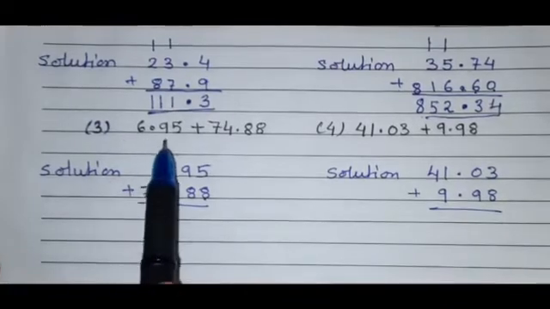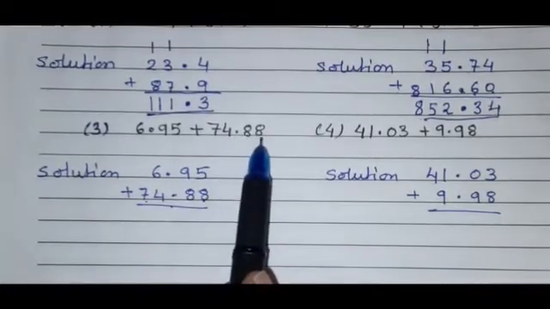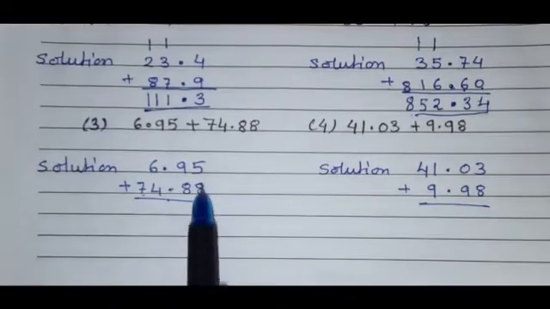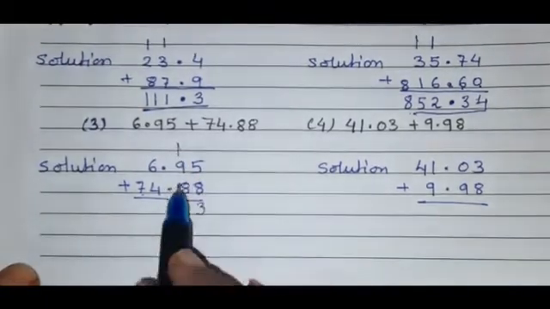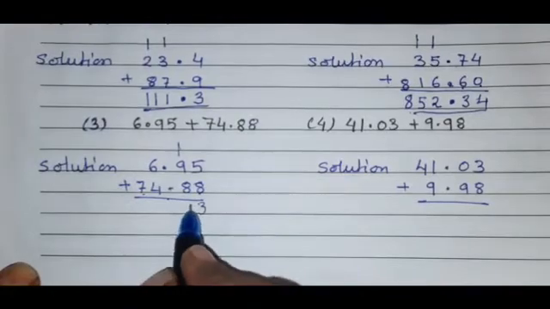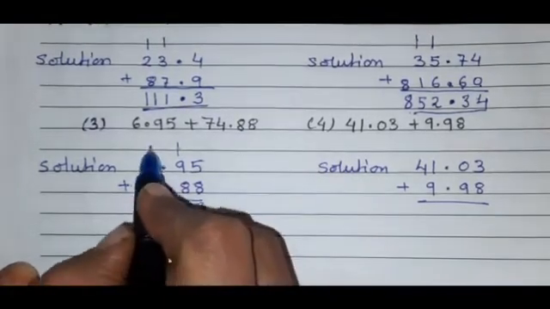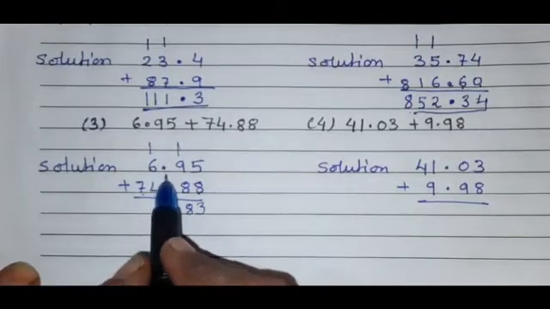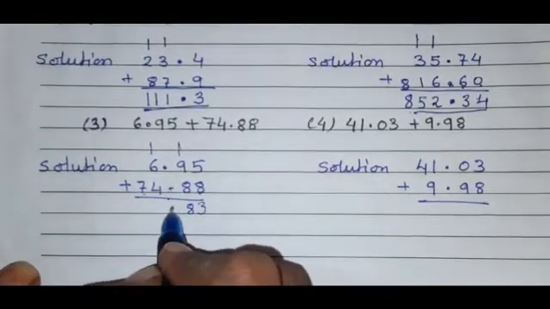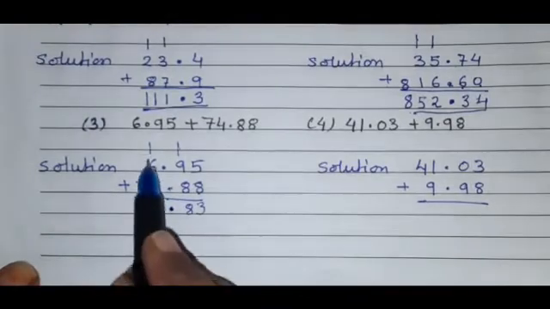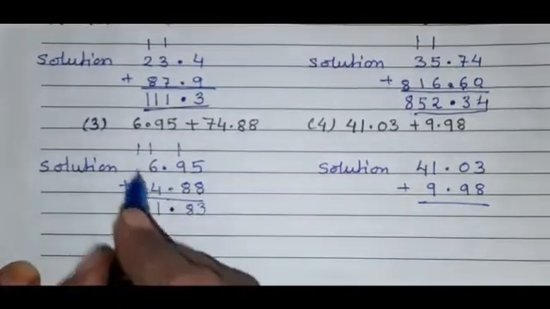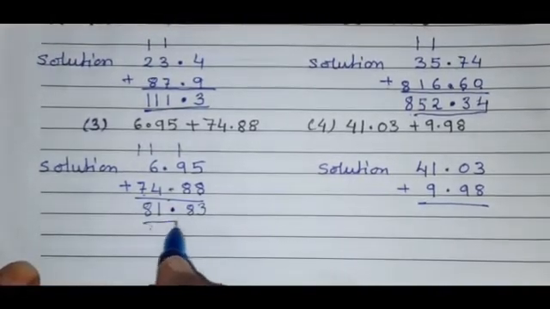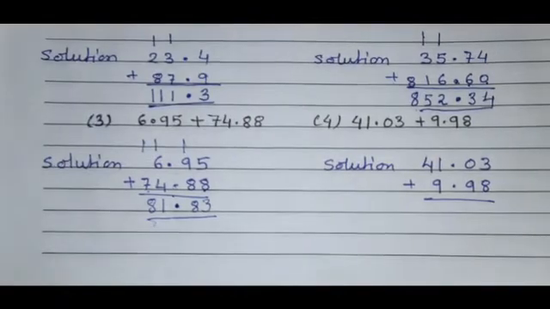Third one, 6.95 plus 74.88. Now solution, add both the values. 5 plus 8 is 13. So write here 3 and carried 1. 9 plus 1 is 10. 10 plus 8 is 18. So write here 8 and carried 1. Now decimal point write below other. So write here decimal point. Now 6 plus 7 is 13, plus 4 is 11. So here is 1 and carried 1. 7 plus 1 is 8. So answer is 81.83.